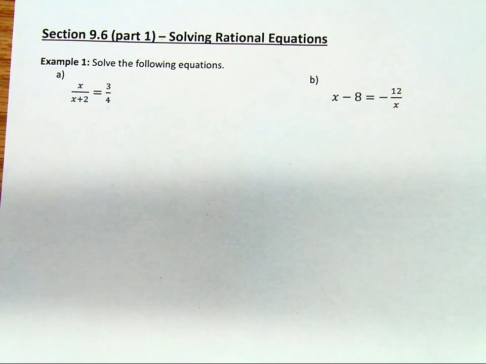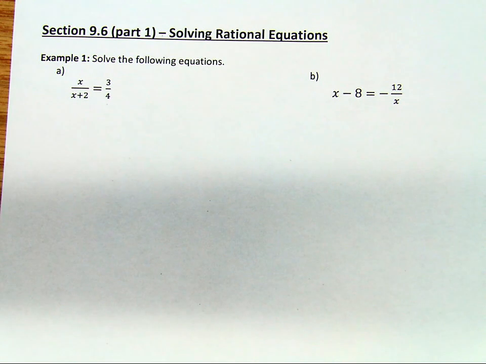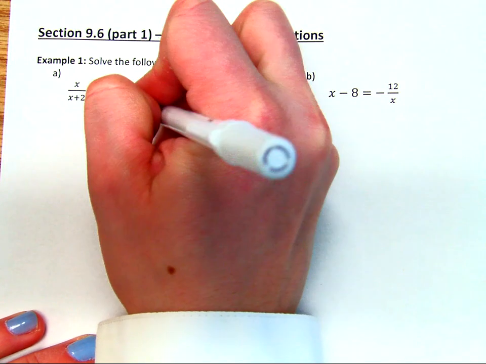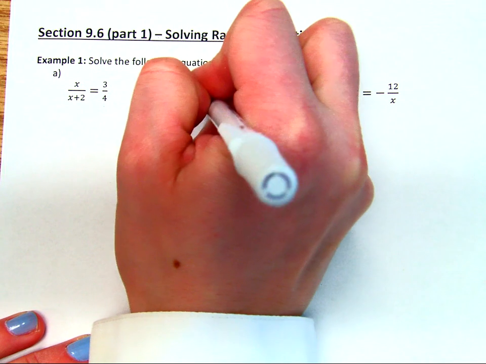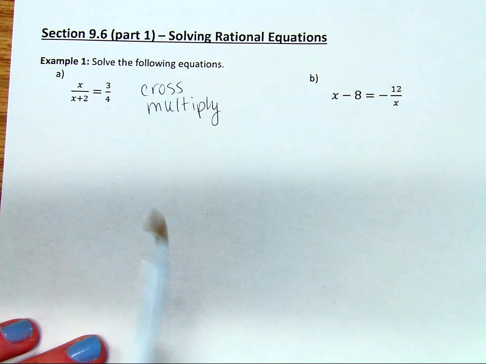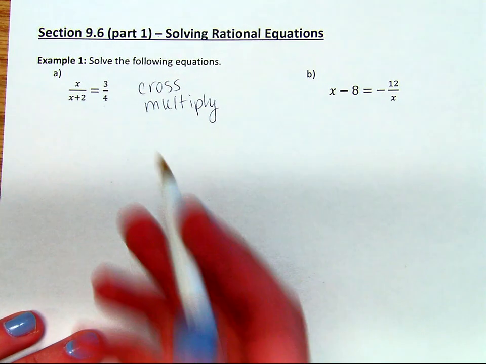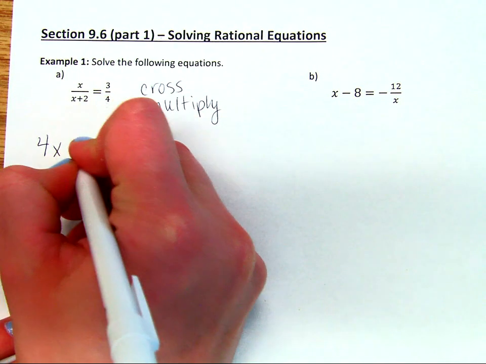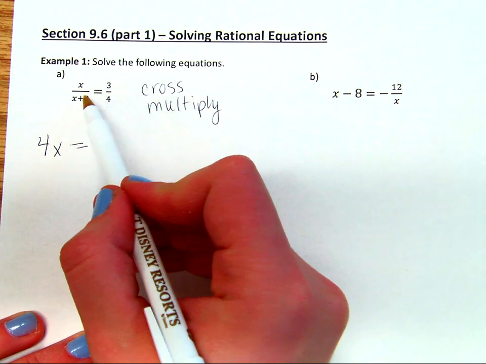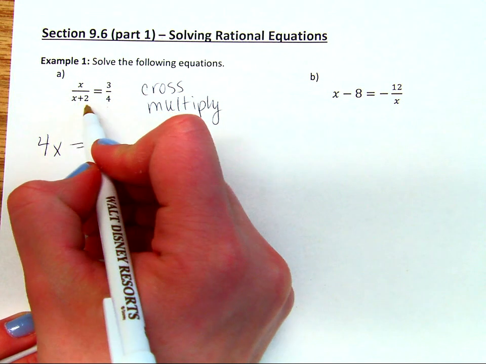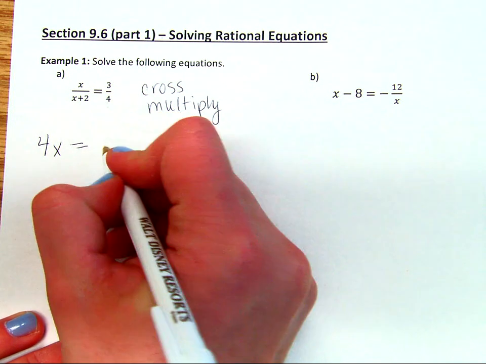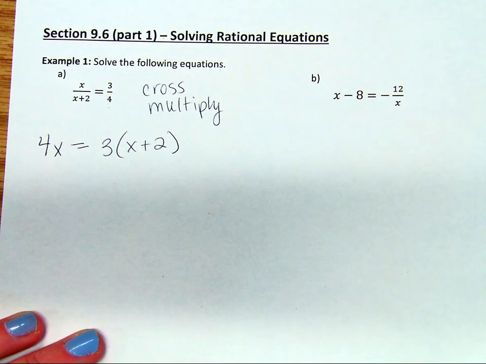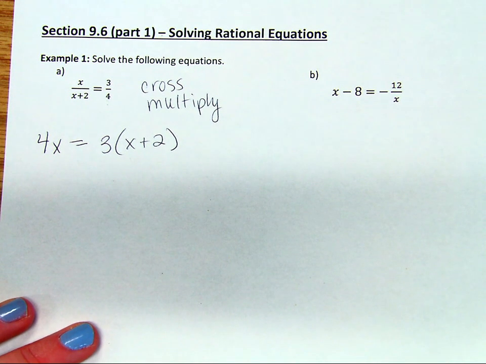Although they contain variables, we can solve this by using cross multiplication. Here, we can simply cross multiply to solve for x, because we want our final answer to just have x equals something. When we cross multiply, we have x times 4, that's 4x, equals 3 times, and when you have two terms, like x plus 2, you need to put it in parentheses when you multiply. So 3 times x plus 2. Make sure you put that in parentheses.